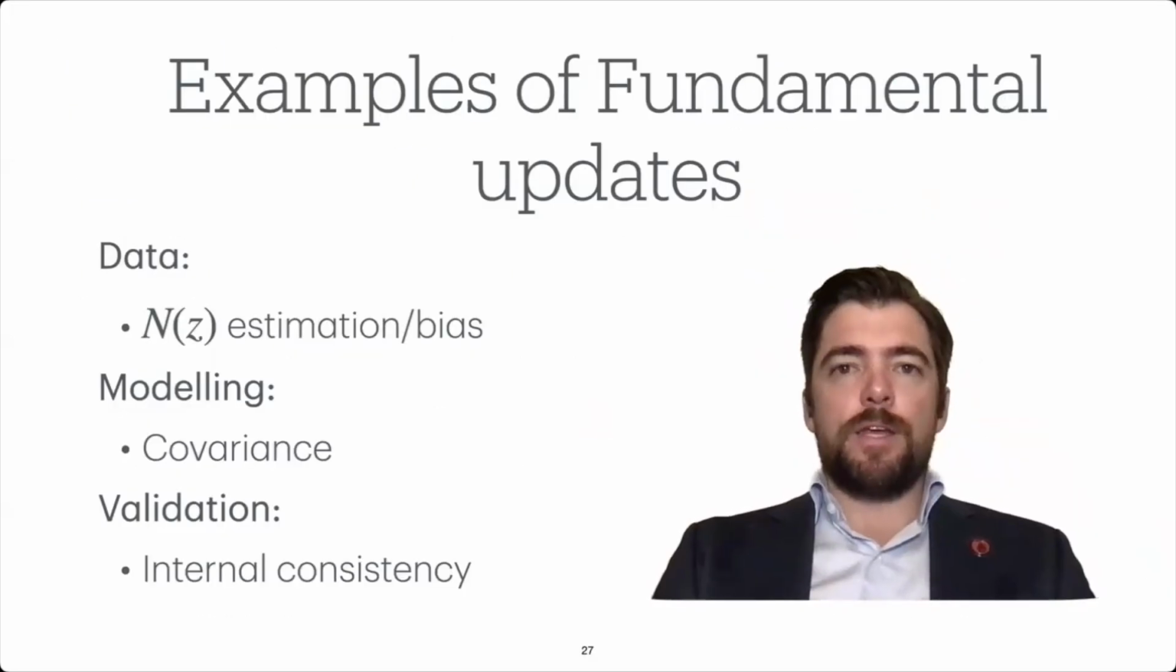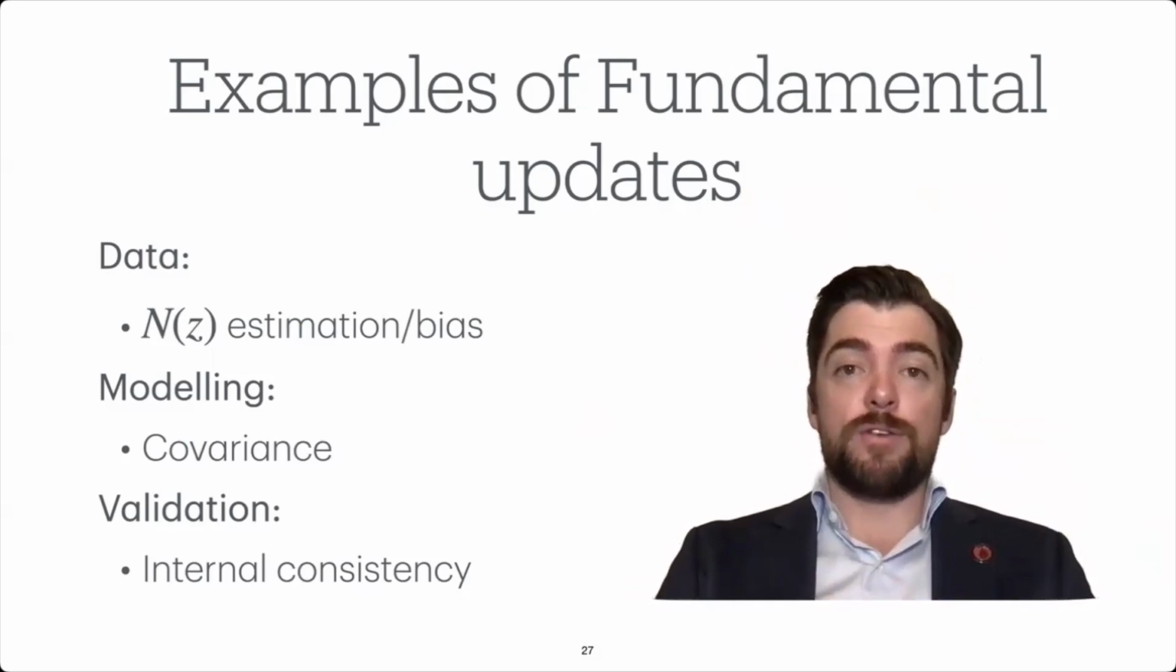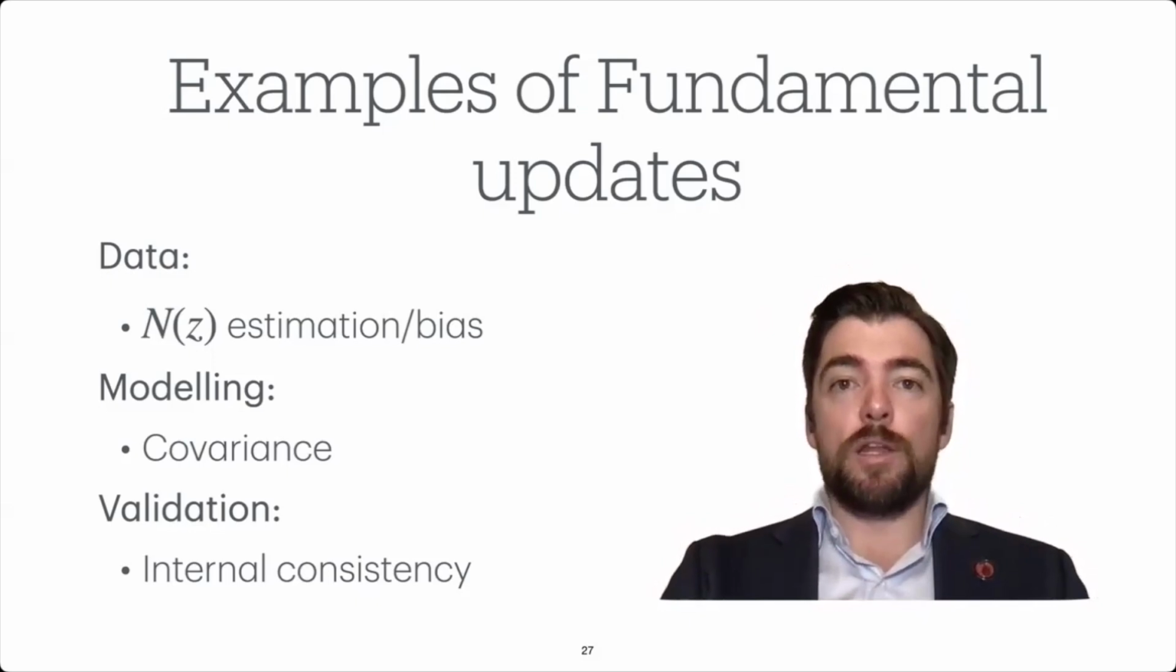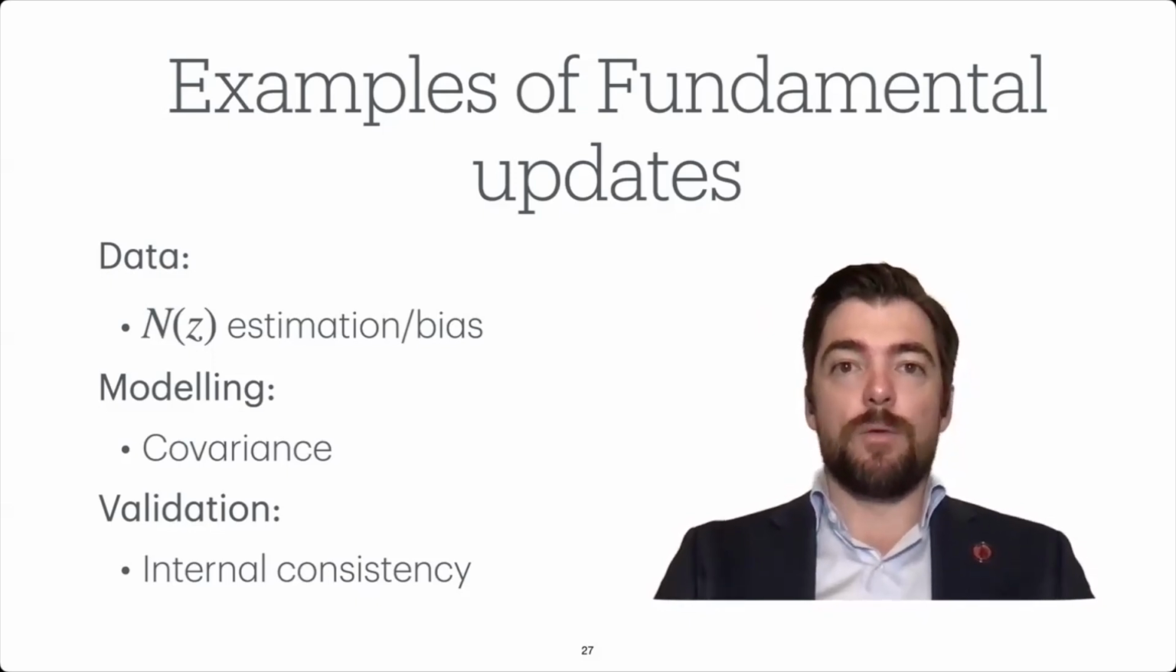Now, of course, given the time constraints of a talk like this, we naturally can't go through all of the changes that we've made to the KiDS Legacy analysis. And so what we've decided to do is to highlight one facet of each of the major components of the KiDS Legacy analysis that have changed in an effort to give an indication of the holistic picture of the scale of things that have changed in the analysis as a whole. So you can see we're going to highlight here on the data side the change to the N of Z estimation and bias estimation. On the modeling side, updates to the covariance, and on the validation side, updates to the internal consistency metrics.